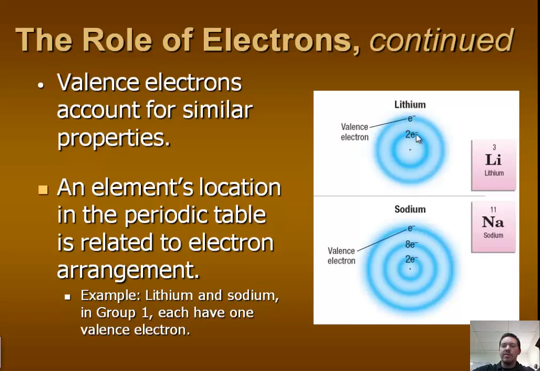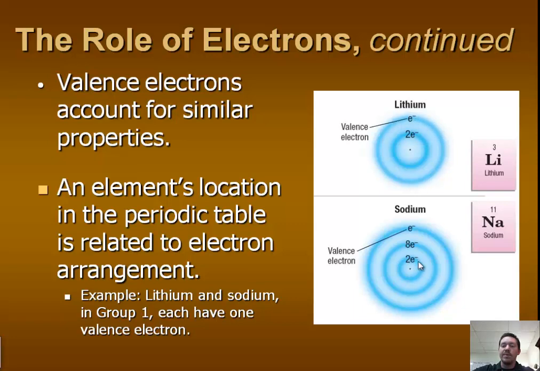With lithium here, we've got two orbitals, or two rings outside the nucleus. The nucleus is a little black dot in the middle. Lithium, atomic number 3, also has 3 electrons. 2 of those go in this inner ring, and then the other one goes in this outer ring.